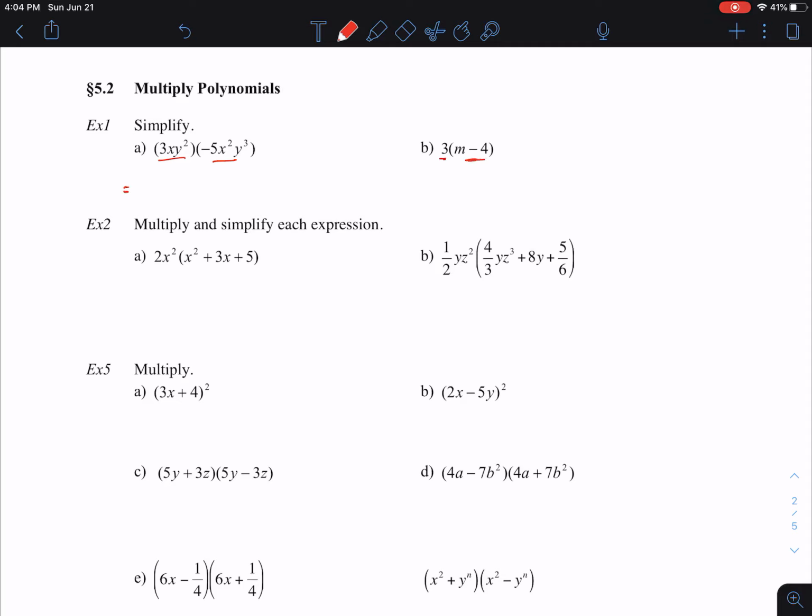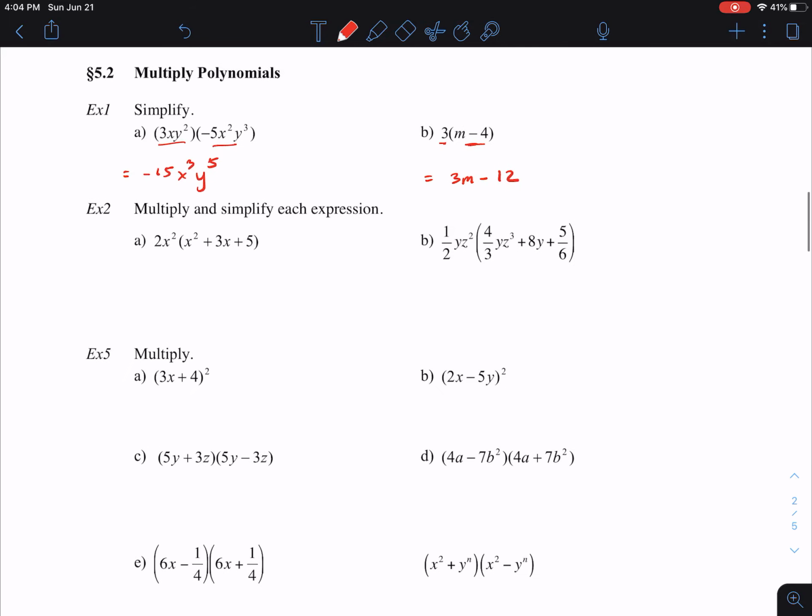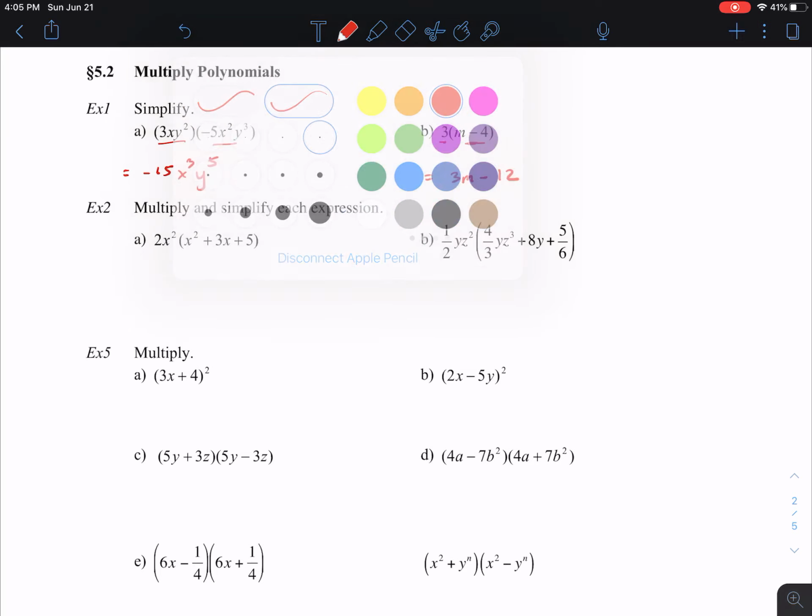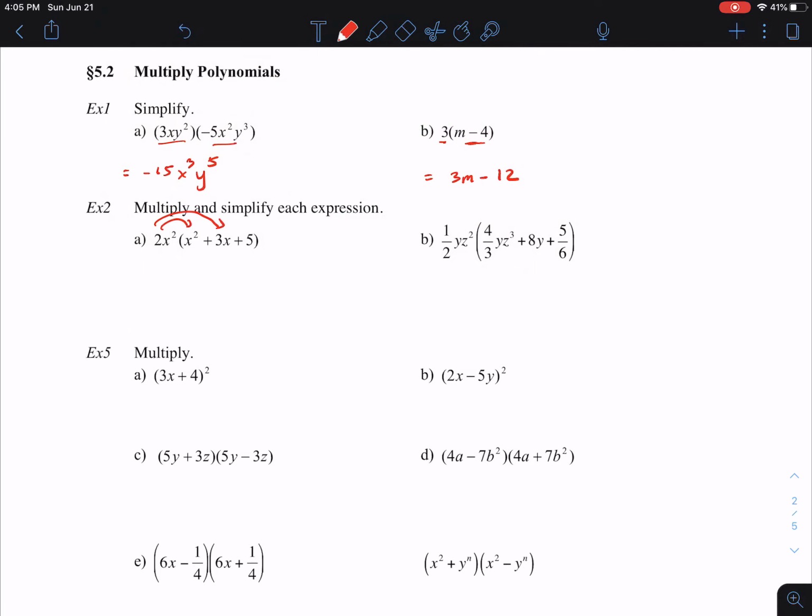So if you have a single term times a single term, all we're doing is multiplying the coefficients, and then we multiply the variables, and when we have x times x squared, that becomes x to the third, y to the fifth. So we're just applying the properties of exponents to add those exponents there. Over here, we want to use the distributive property, so that becomes 3n minus 12, right? Here's some more with a monomial times a trinomial in this case, okay? So we have a monomial times a trinomial, so we do this here. We distribute the terms, so that gives us 2x to the fourth plus 6x plus 10x squared, right?